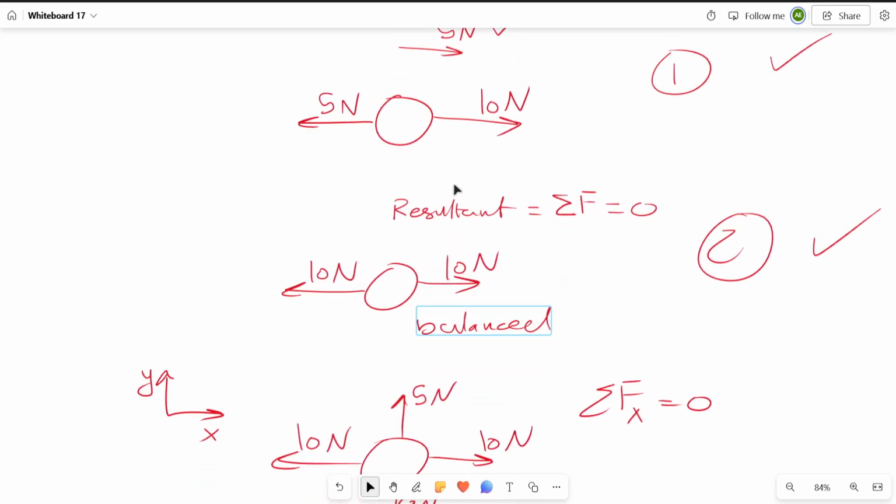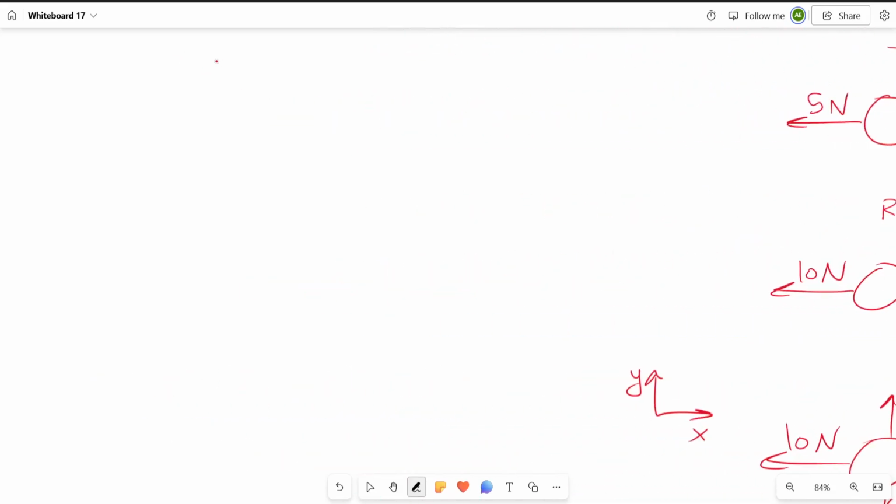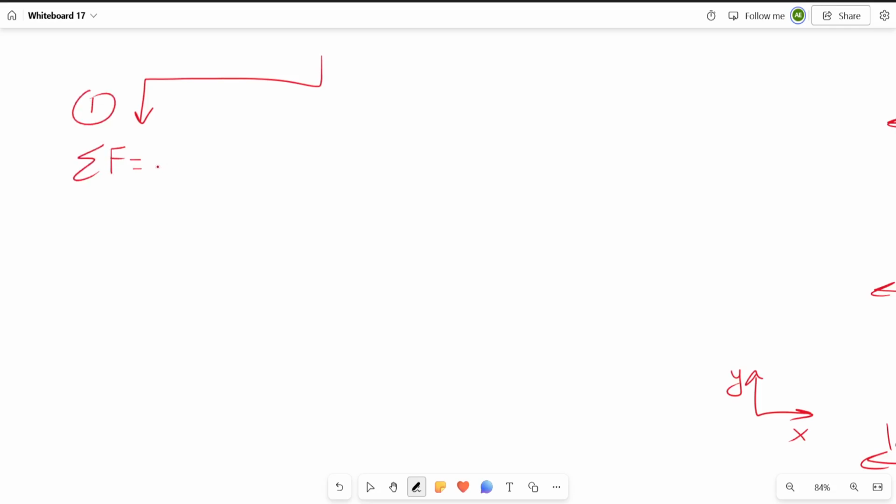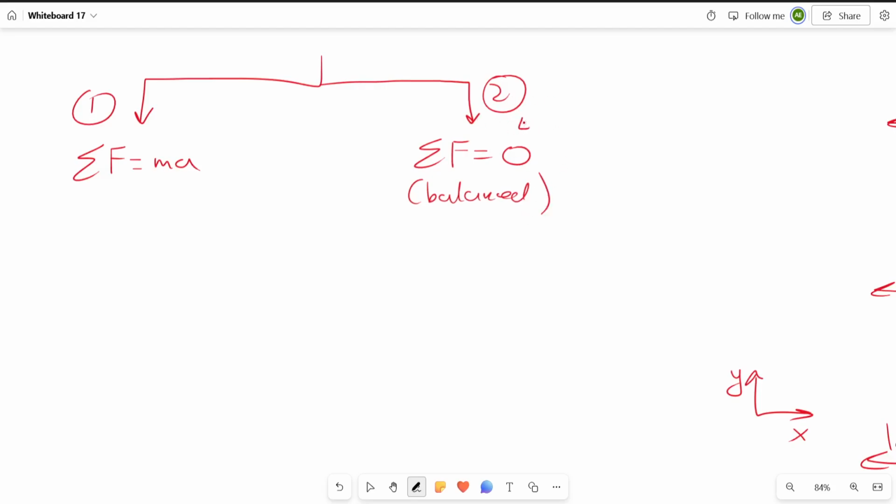This is super important. So to summarize, we have only two scenarios. Scenario number 1: sigma F equals ma, it's no longer equal to 0, the forces are not balanced. This is when we have a resultant force. And the second option: sigma F equals 0, when the forces are balanced. We have another name for scenario number 2; we call it in equilibrium.